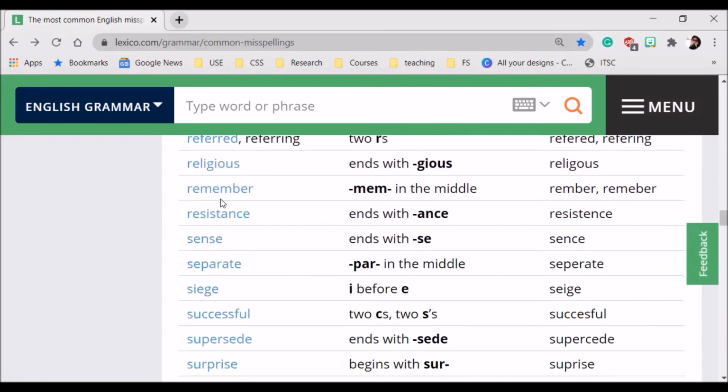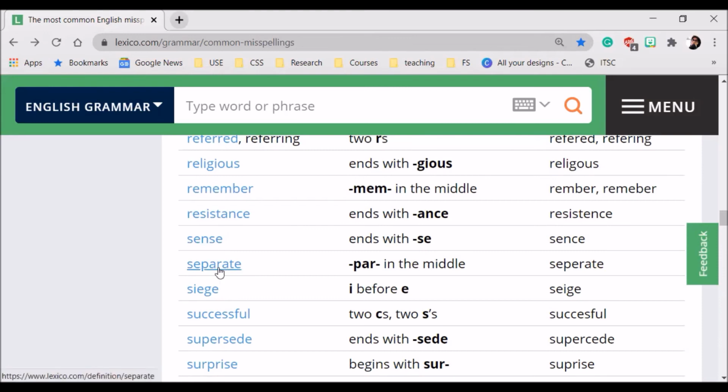Remember has an M in the middle, no double M anywhere. You cannot miss out one M. You have to remember the spelling of remember. We have resistance, the spelling of resist, and then ANCE. Sense, okay, no C here.